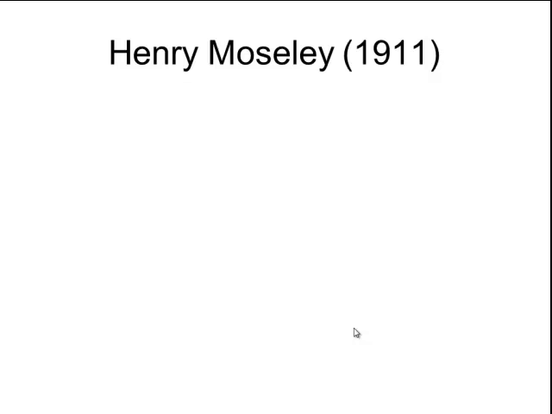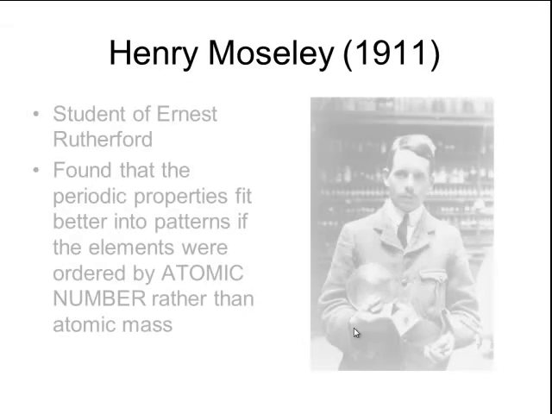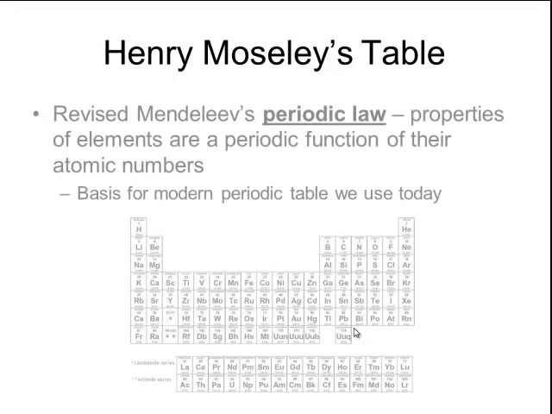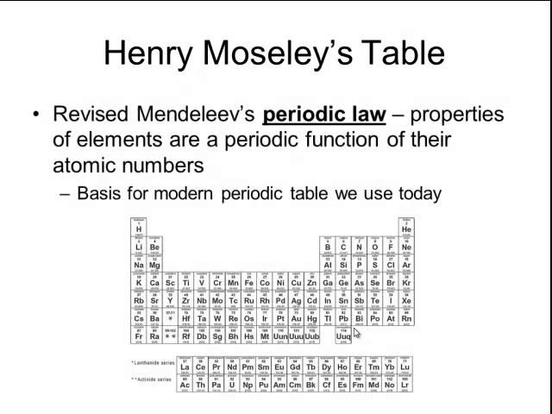It wasn't until about 50 years later that a student named Henry Moseley figured out a better solution. He was actually a graduate student of Ernest Rutherford. He was doing a lot of investigation and research into the charges of the nucleus of each atom, and he found that the periodic properties of the elements fit better when they were organized by atomic number rather than by atomic mass. So he rearranged the table and revised Mendeleev's law. Our new periodic law says that the properties of the elements are a periodic function of their atomic numbers. And this is the basis of the periodic table that we use today.